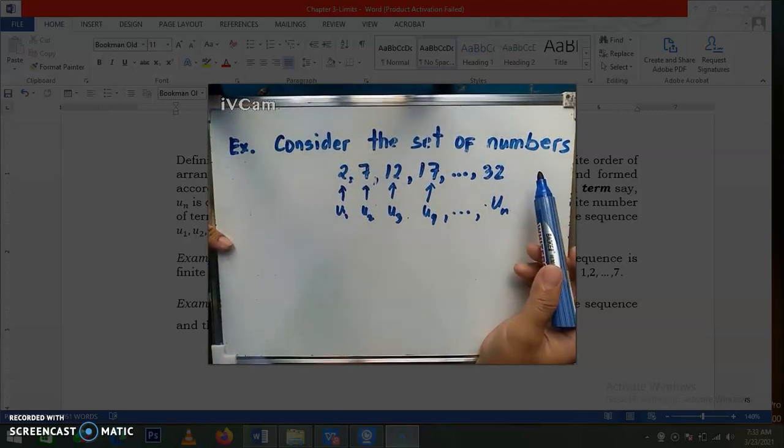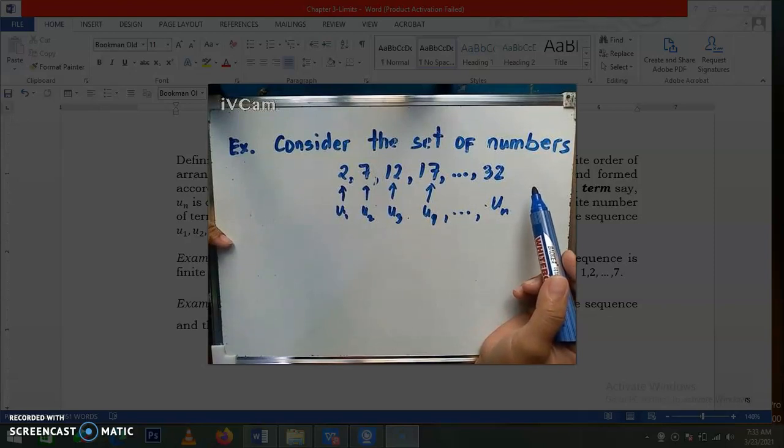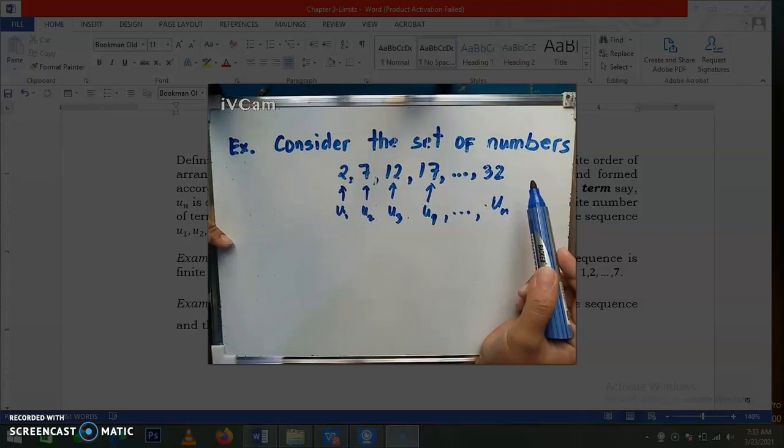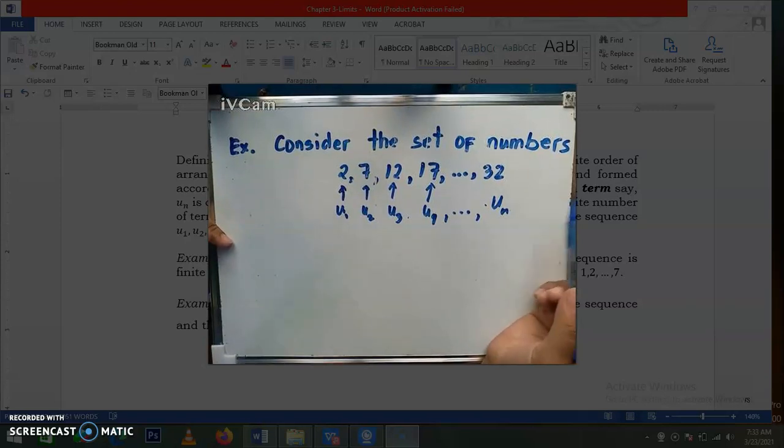Now, what is this sequence? Is this finite or infinite? So based from our definition, because there are a finite number of terms, it means that this sequence is finite. Okay, now let us try to find the formula of this sequence.